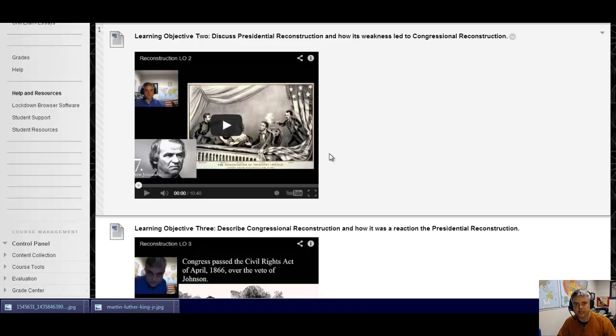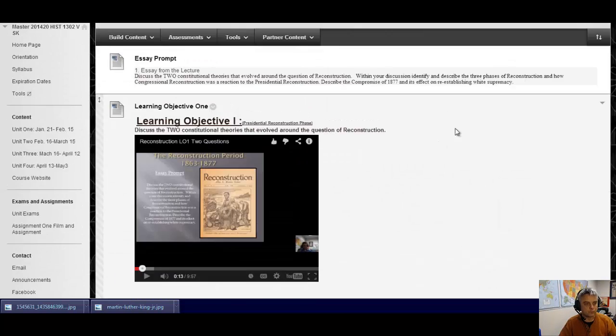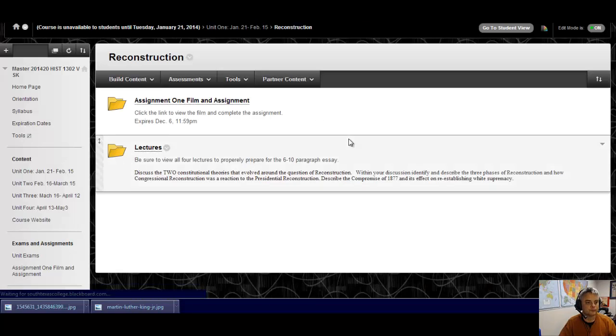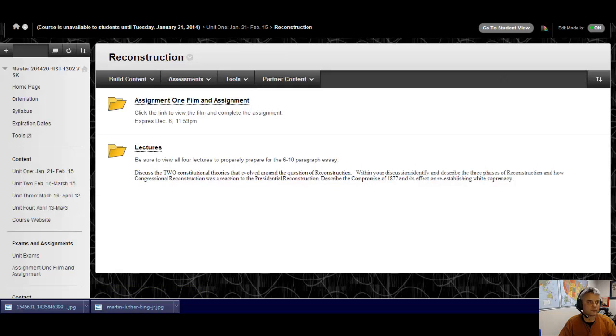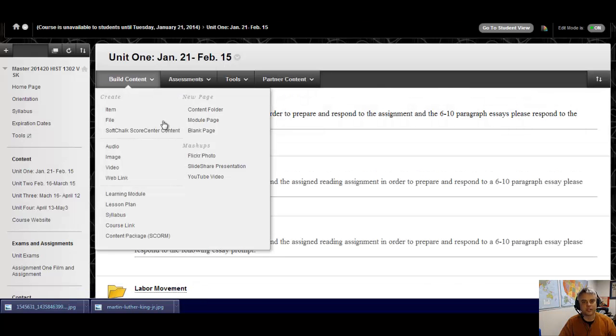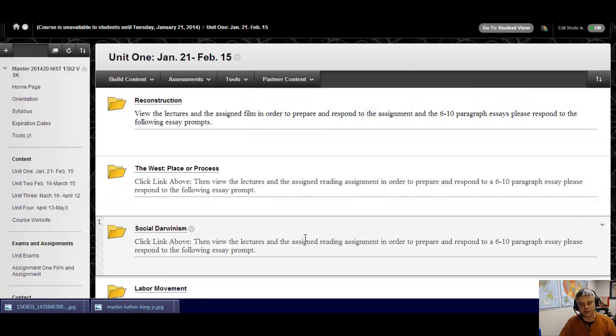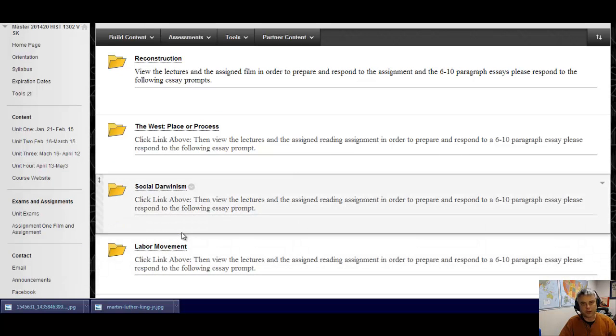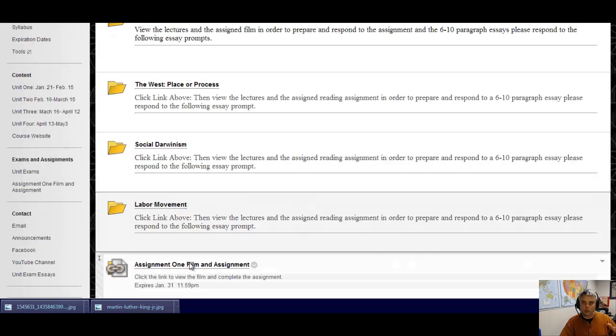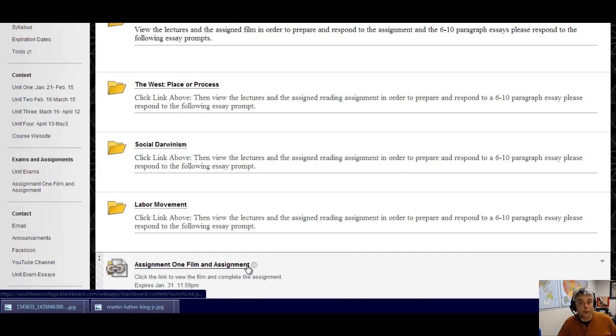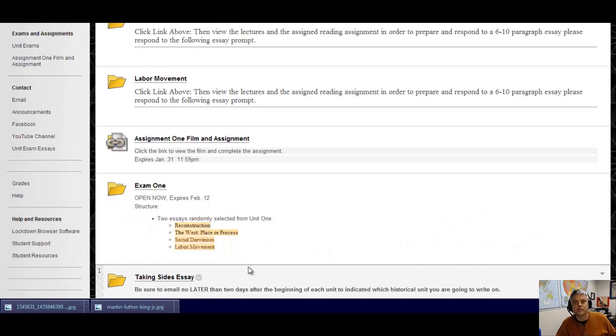And then what happens during the exam, let me back up here. So you've got Reconstruction, the West, social Darwinism, the labor movement. You want to go through all of these, and then you're ready to take the exam. It's open now, but it expires February 12th. So make sure you have your little expiration worksheet with you so you're aware of all the due dates. Right, real important. So when you're ready, go ahead and take it.